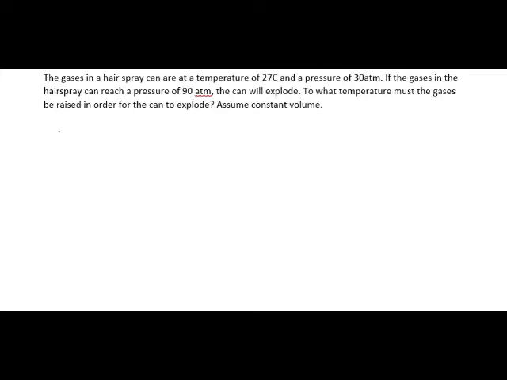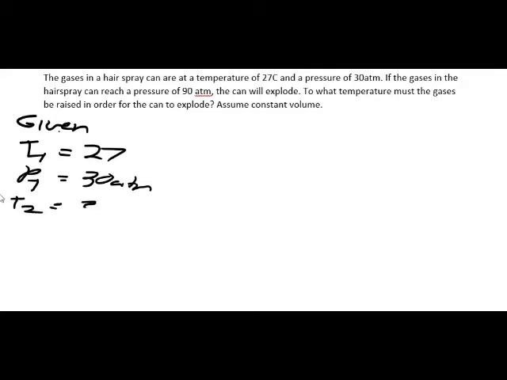So let's find the given. Given is temperature T1 is 27, P1 is 30 atm, temperature 2 missing, and pressure 2 is 90 atm. And volume is constant. So we're gonna use Gay-Lussac's law.